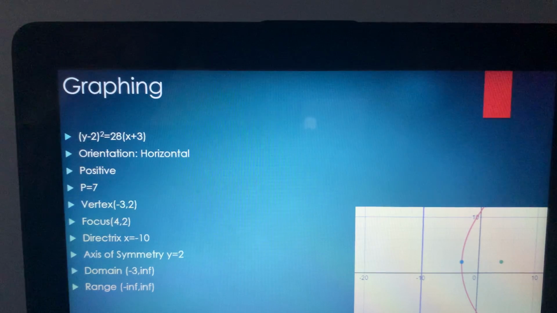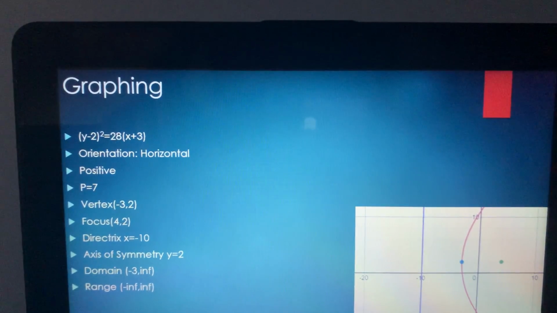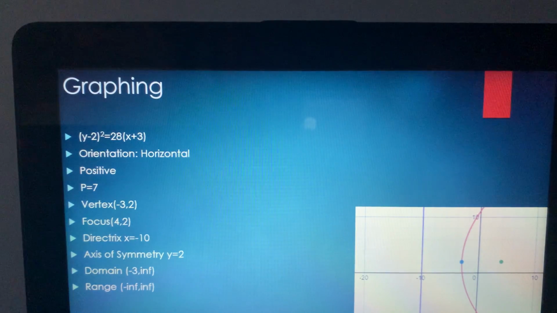And now let's analyze the domain and range. Well, we see the range is going from negative infinity to positive infinity, but the domain is going to positive infinity, but it's not going behind negative 3. So we know that the domain is negative 3 to infinity.